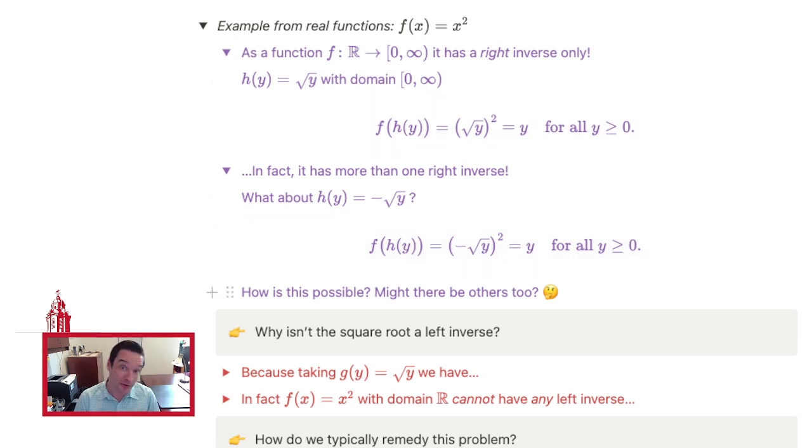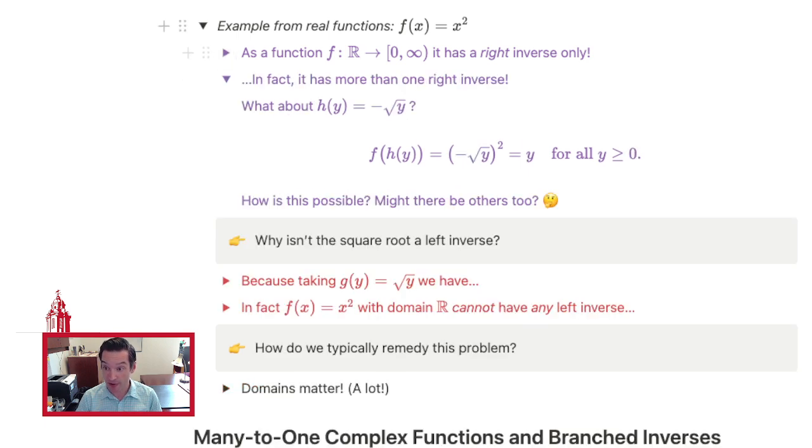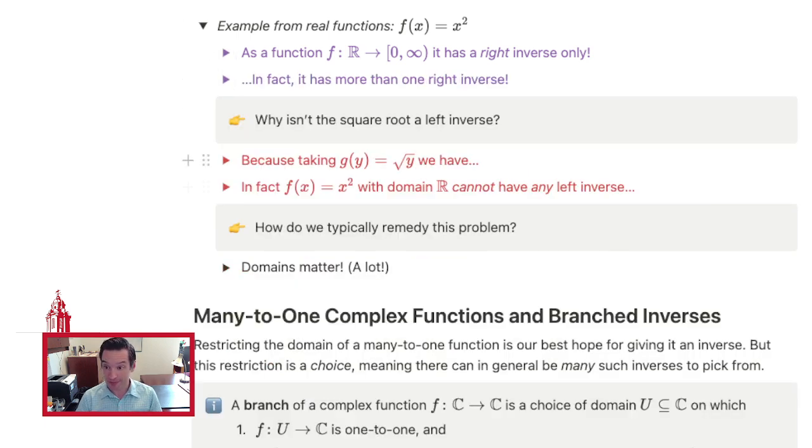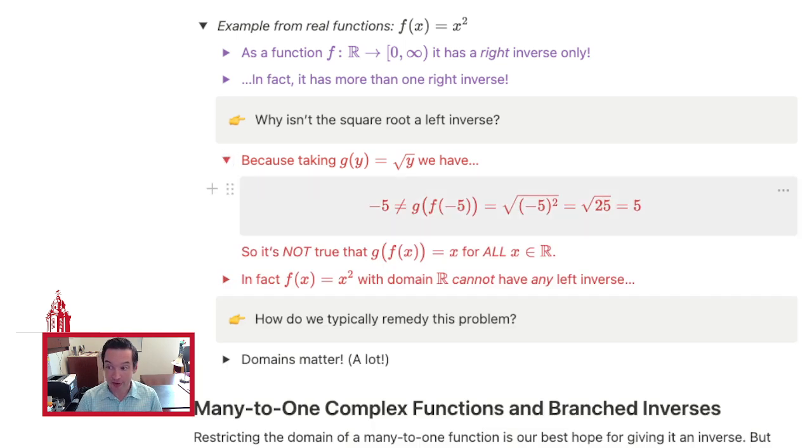Might there be other right inverses for this same function? Interesting choice. And again, that has to do with what domain and what codomain we are choosing for my original function. So just to drive the point home further, why isn't the square root function that we saw was a right inverse for f of x equals x squared, why isn't it a left inverse?